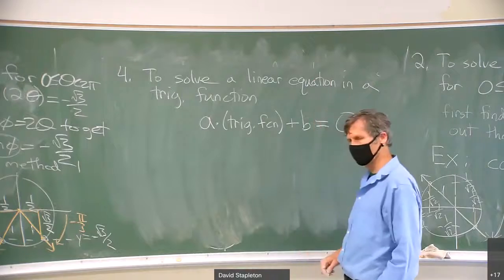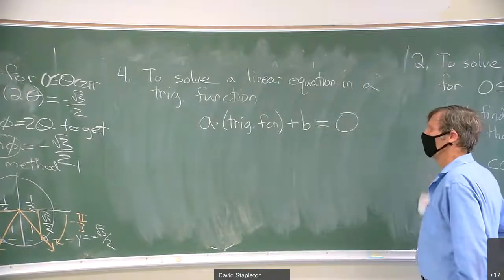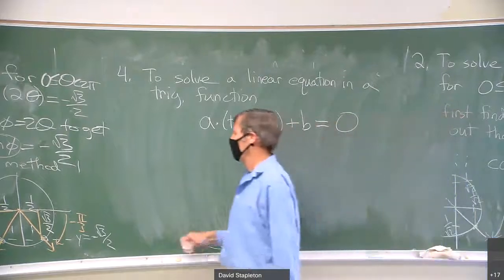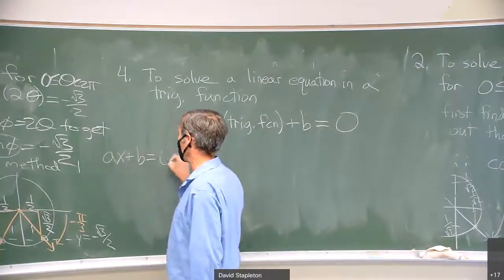That's a linear equation. Why is it in a trig function? Why am I doing that? Just to give it a name. In algebra, you saw, what do you call this? a x plus b equals 0.